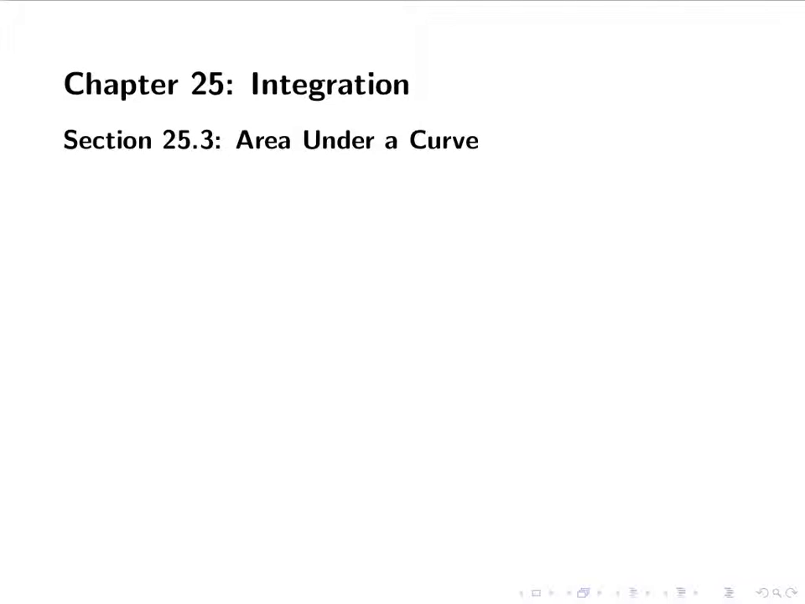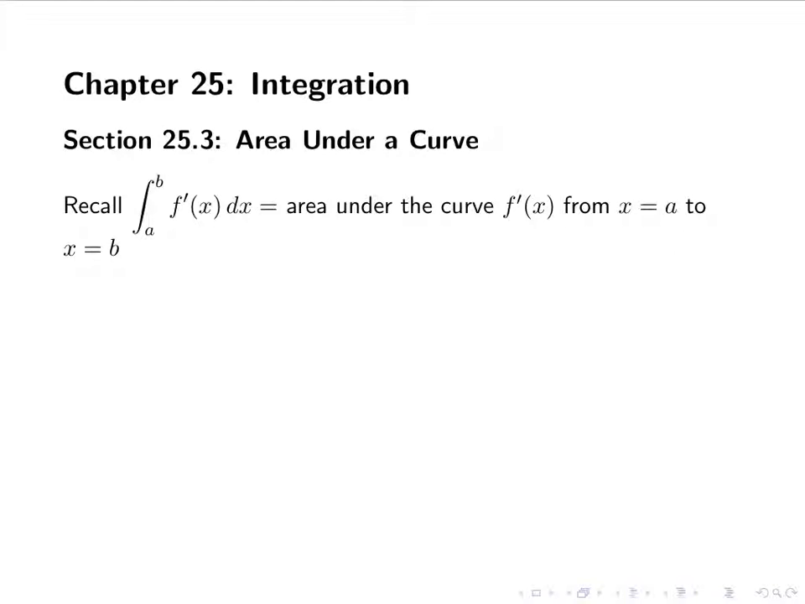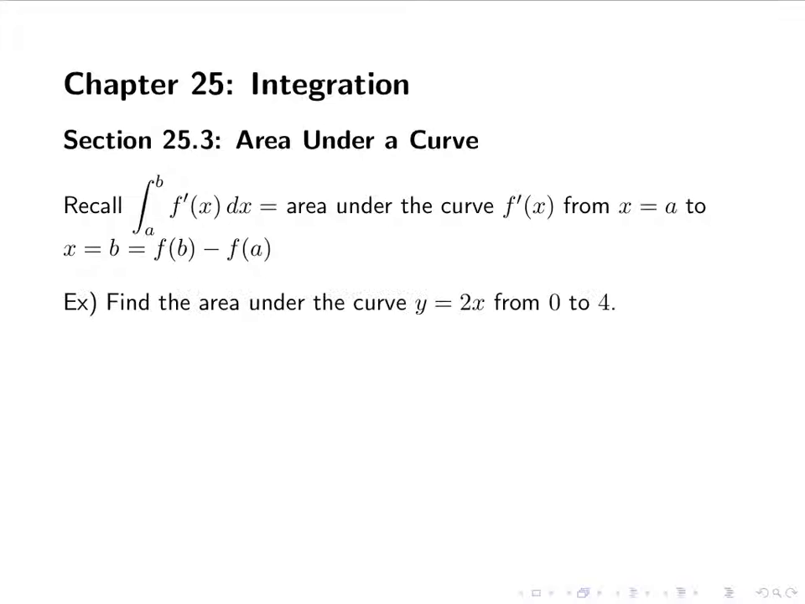Today we're going to look at Chapter 25, Section 3, Area Under a Curve. So recall from before that the integral from a to b of f prime of x dx is the area under the curve f prime of x from x equals a to x equals b, and that's equal to f of b minus f of a. So remember, it's the integral of f prime, and then it's the function f of b minus f of a.